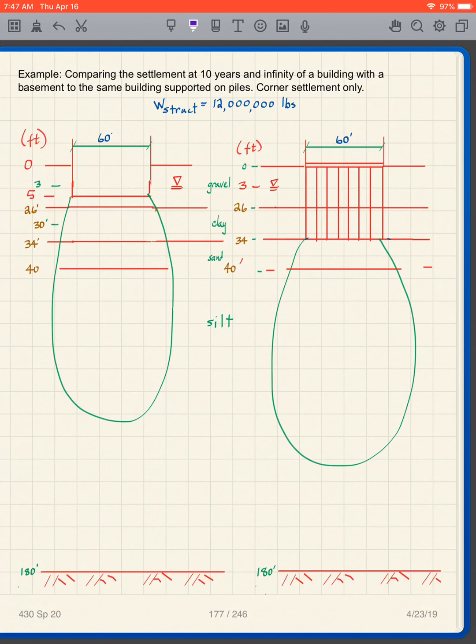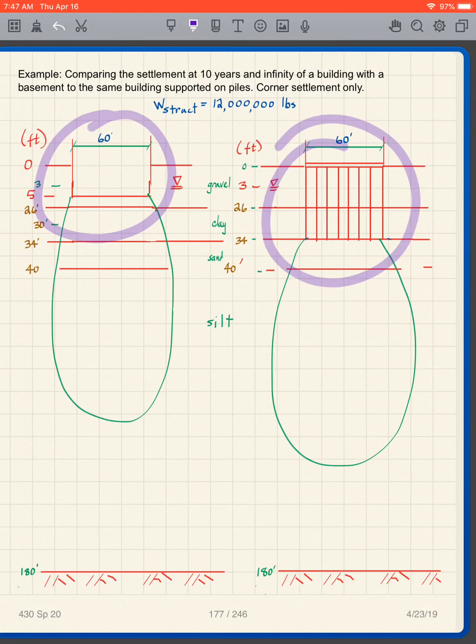Okay, so what we want to do then is to compare two possibilities to reduce settlement. One possibility is to build a basement. Another possibility is to build the structure on piles.